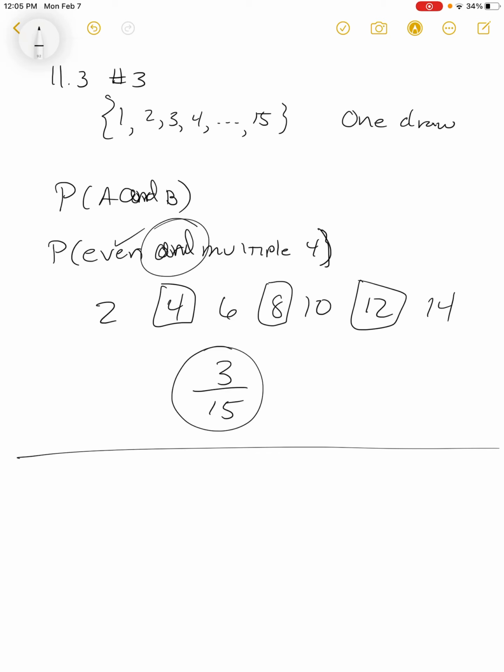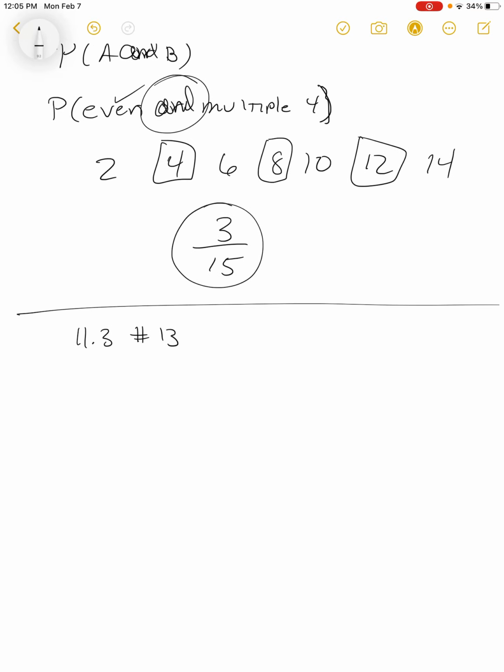Then you asked about 11.3, number 3. I'm sorry, number 13, if I see my writing correctly. This is the one where they listed out planets' distance from the sun, and they wanted to know if 2 events were independent or not independent. One was that a planet is closer to Jupiter, and the other was farther from Earth. So the question was, are these independent events or not?